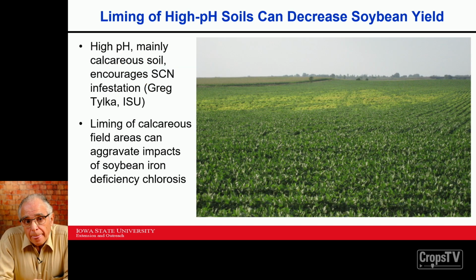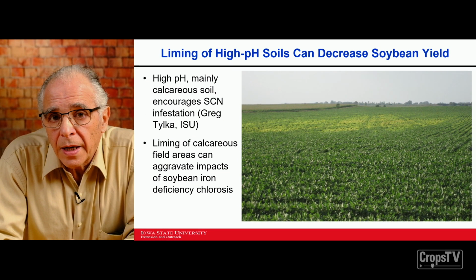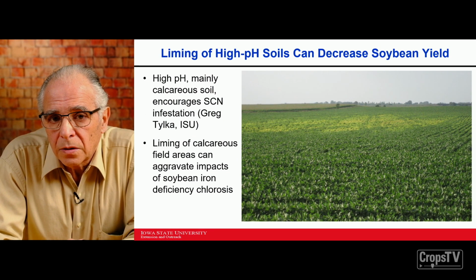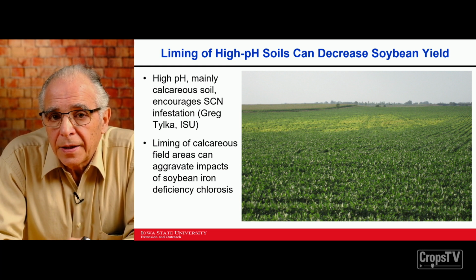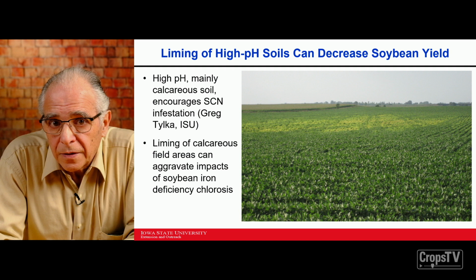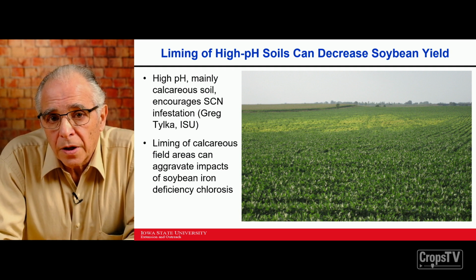Okay, now, it is clear from this research, and it's the first that I know that was in Iowa, that when we apply lime to calcareous soils, we may not affect yield, but we may decrease yield, okay? And this is very common in central Iowa, northern Iowa.